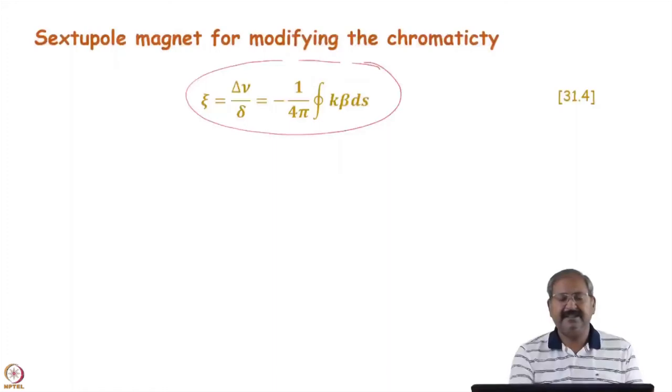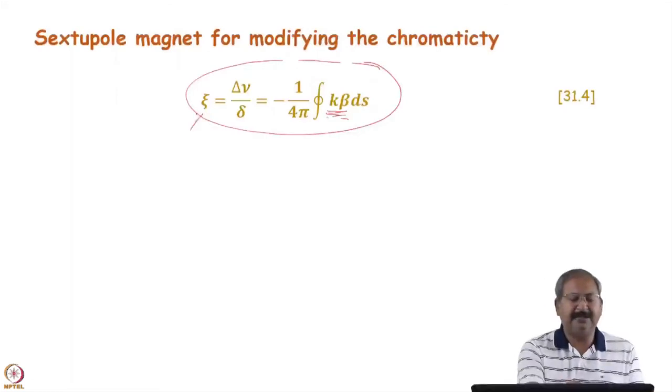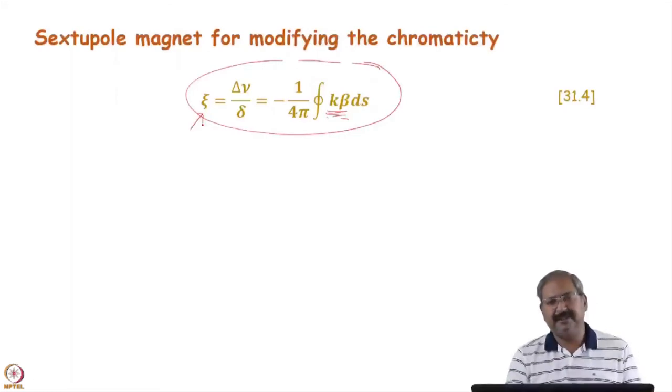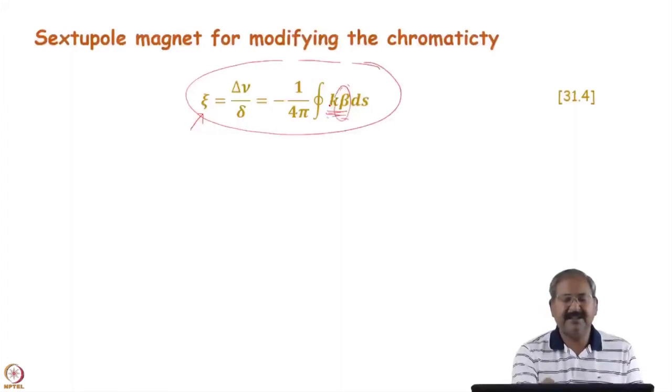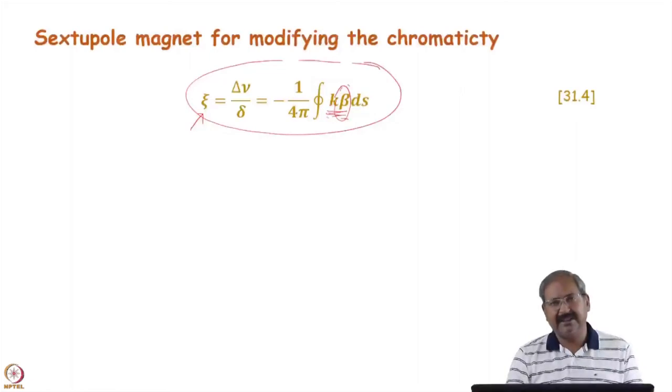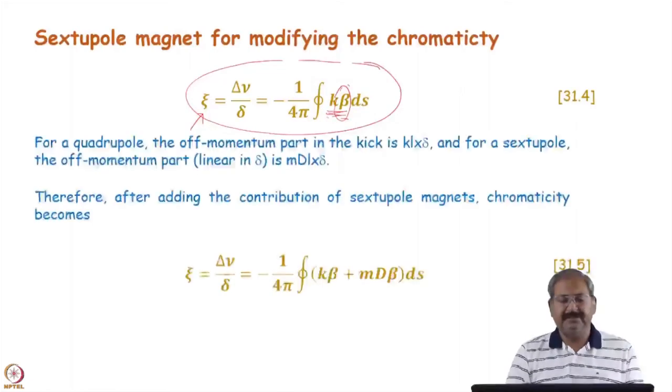Now you can see here that K into beta, this combination generates the chromaticity. It means higher strength of the quadrupole will generate higher chromaticity. It means if a lattice has stronger quadrupoles for stronger focusing, it will have large chromaticities. And if beta is higher at the location of the quadrupoles, then it will generate higher chromaticity.